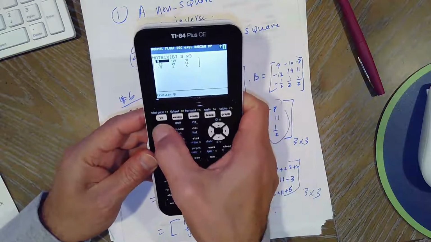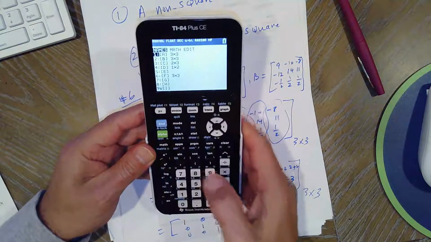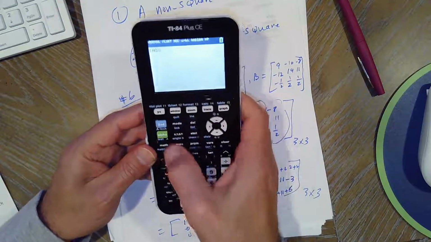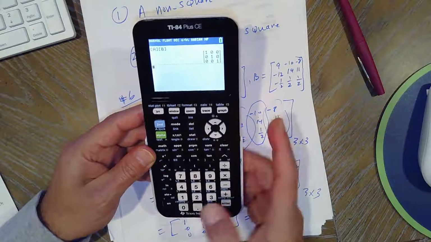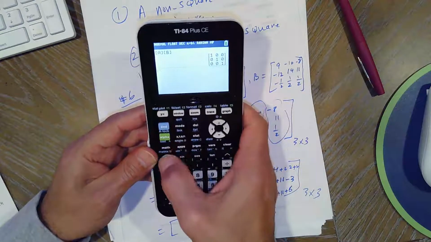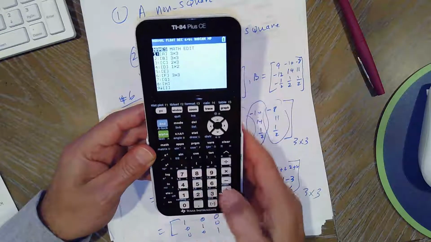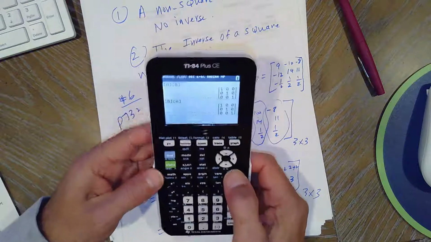Let's exit and then do second matrix. We want to do matrix A, so we stay under names, hit enter, and then matrix B, number 2, and there's the identity. If you reverse it, second matrix inverse B, second matrix inverse A, and there we go. Okay.